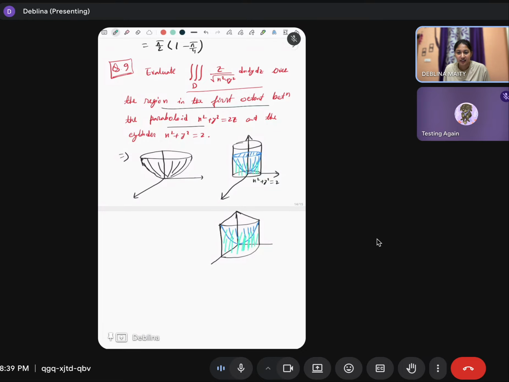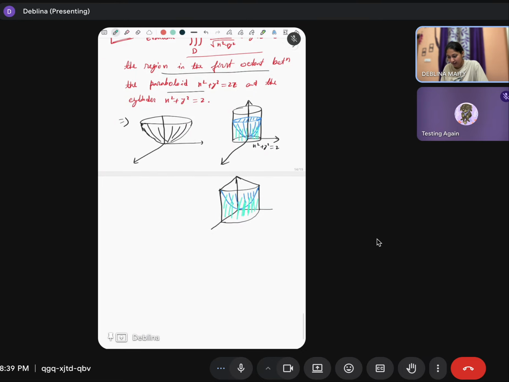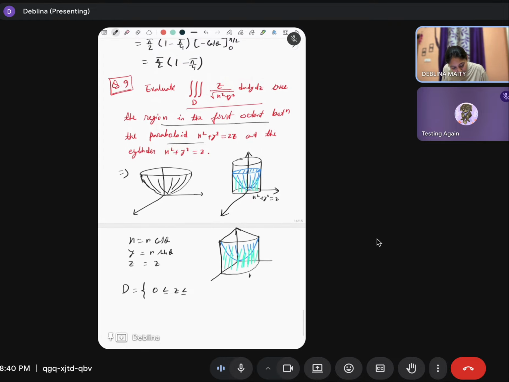this cylinder. Okay. So for cylindrical coordinates we have x equals r cos theta, y equals r sin theta, and z is arbitrary. So here this region D is what? Region D is where z runs from the xy plane. This is xy and this line is z, right? So this plane is the xy plane, so here z is 0.